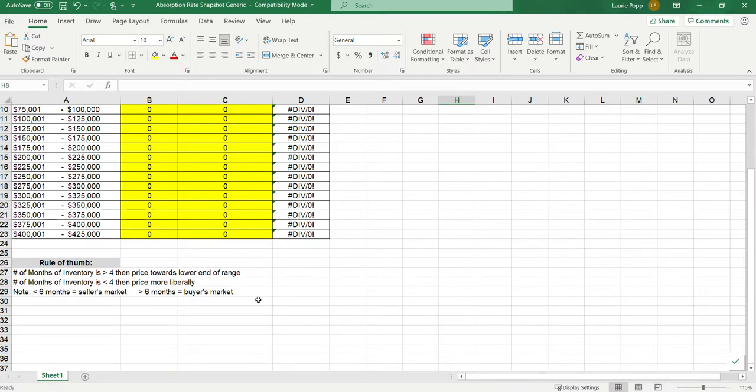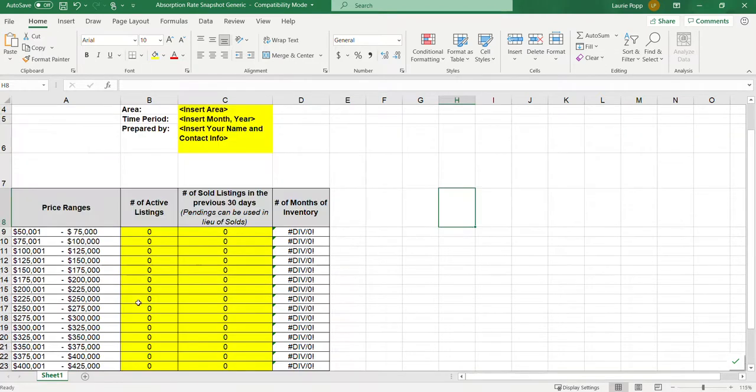Quick rule of thumb, a stable market is usually around 6 months of inventory. If it's greater than that, then we're in a buyer's market. If the number of months of inventory is less than 4, then you can price properties more liberally because we're in a seller's market. All right, so I hope that this information helped you today.